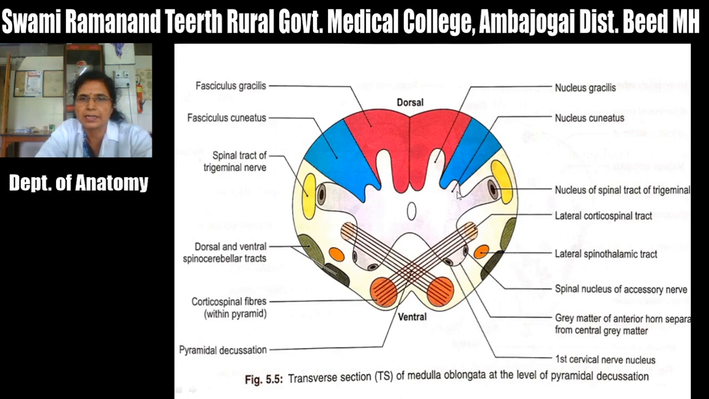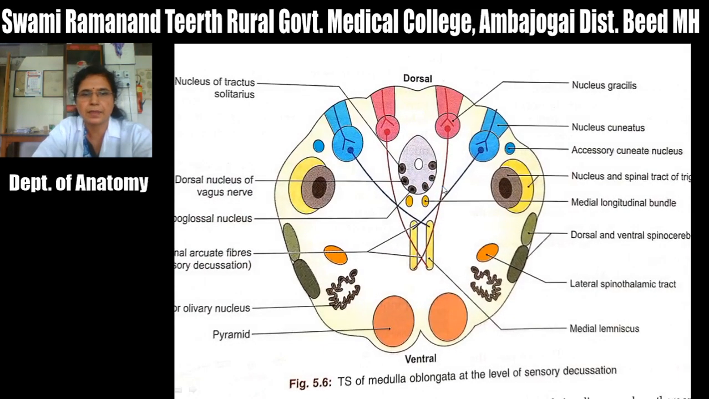Now the next section we will study is the transverse section of the medulla oblongata at the level of sensory decussation. In this section also there is a central canal and the central grey matter, but there is no continuity between the posterior horn and the central grey matter. At this level, first we will see the median part.